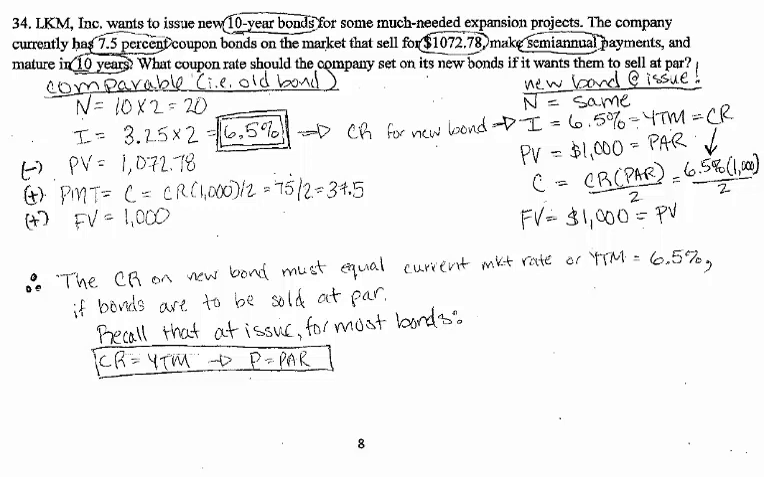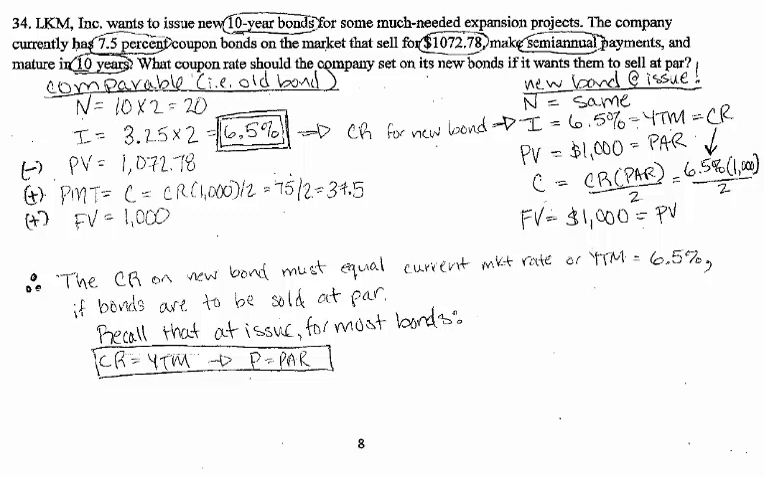Now let's move on to 34. Now 34 is kind of a slight conceptual twist, and as long as you get that, this is a super easy problem. LKM Incorporated wants to issue new 10-year bonds for some much needed expansion projects. The company currently has 7.5% coupon bonds on the market that sell for a premium, right, of $1,072.78. They're going to make semi-annual payments and they're going to mature in 10 years. What coupon rate should the company set on its new bonds if it wants to sell them at par?